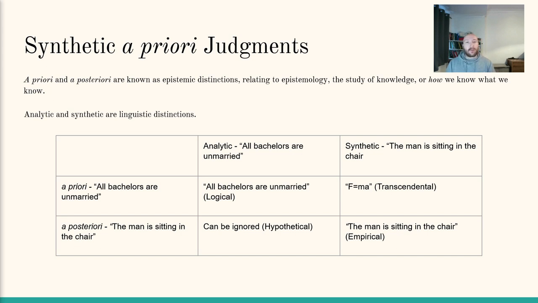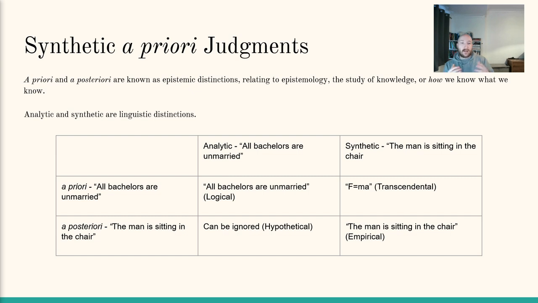So, there's a priori and a posteriori. These are known as epistemic distinctions relating to epistemology, the study of knowledge, how we know what we know. Let me take an example of each and analyze them. I'll give a couple of examples and run through them all, and then there is a chart as well for those watching the video, and I'll run through that.